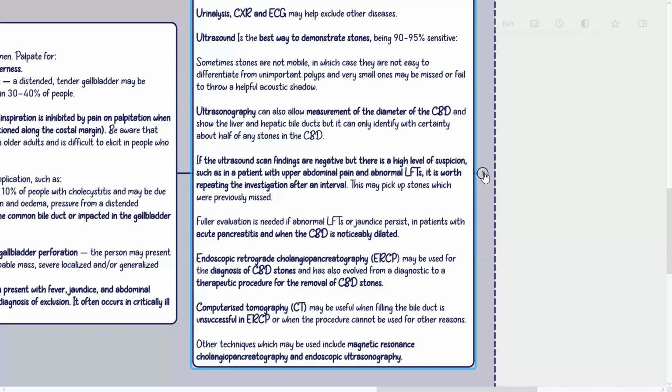Fuller evaluation is needed if abnormal LFTs or jaundice persist in patients with acute pancreatitis and when the CBD is noticeably dilated. Endoscopic retrograde cholangiopancreatography, ERCP, may be used for the diagnosis of CBD stones and has also evolved from a diagnostic to a therapeutic procedure for the removal of CBD stones. Computerized tomography, CT, may be useful when filling the bile duct is unsuccessful in ERCP or when the procedure cannot be used for other reasons. Other techniques which may be used include magnetic resonance cholangiopancreatography and endoscopic ultrasonography.